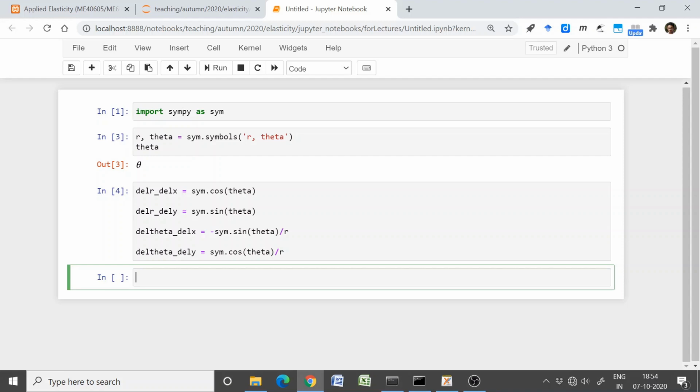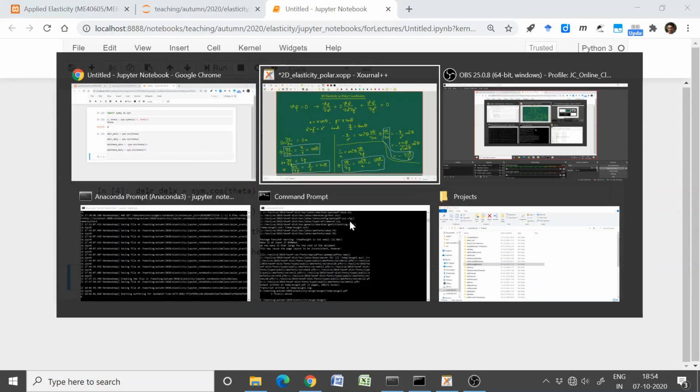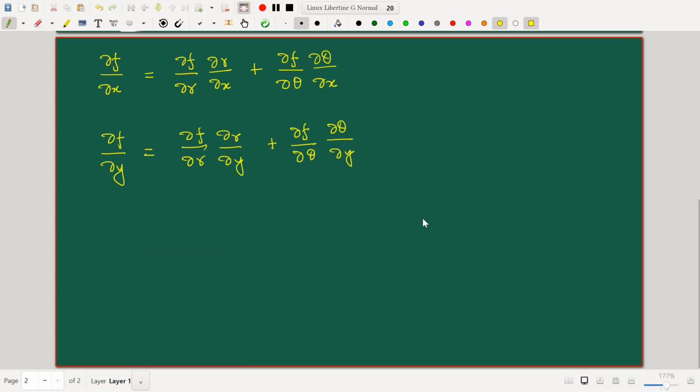Now the next thing that we need to do is define these derivative operators. So what I mean is, if we go to the next page on this writing app, we have set up this del f del x. You can think of this left hand side as the del x operator operating on f, and correspondingly the expansion in terms of the r and theta derivatives is like this. So that's what we are going to do. We are going to set these things up like operator definitions in symbolic Python. So this is del f del r del r del x plus del f del theta del theta del x.